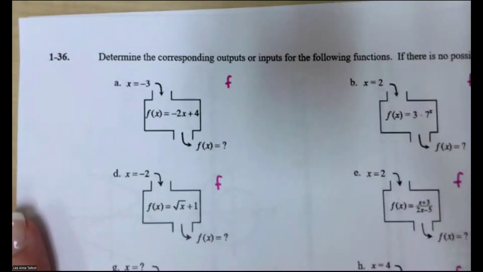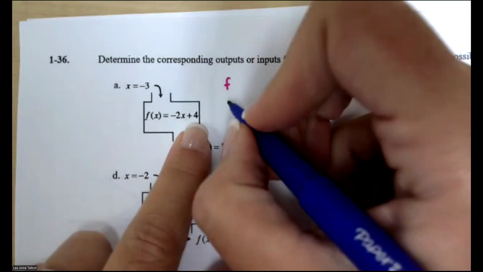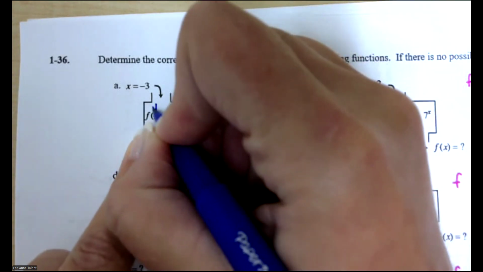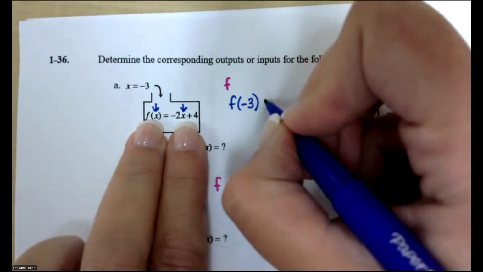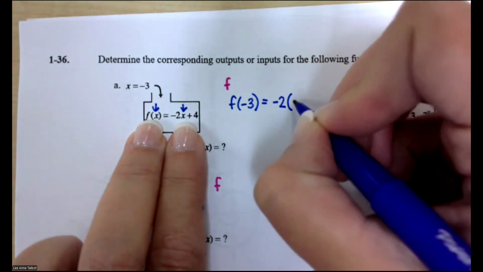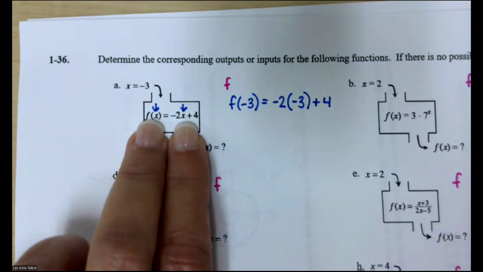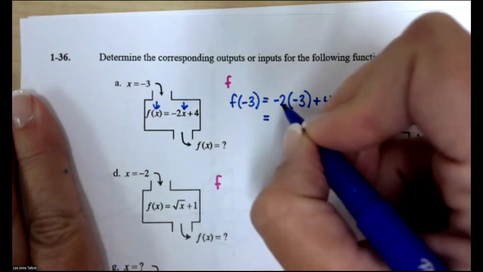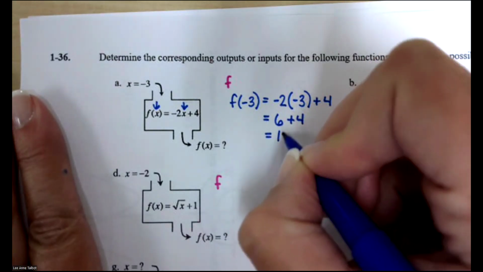Let's take a look at A. A says x is -3. So I'm going to say f of -3. I'm going to plug -3 in here and here, equals -2 times -3 plus 4. -2 times -3 is 6 plus 4 is 10.